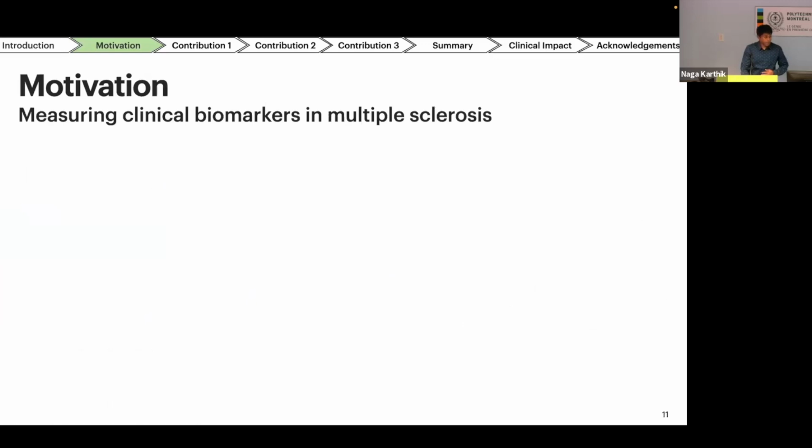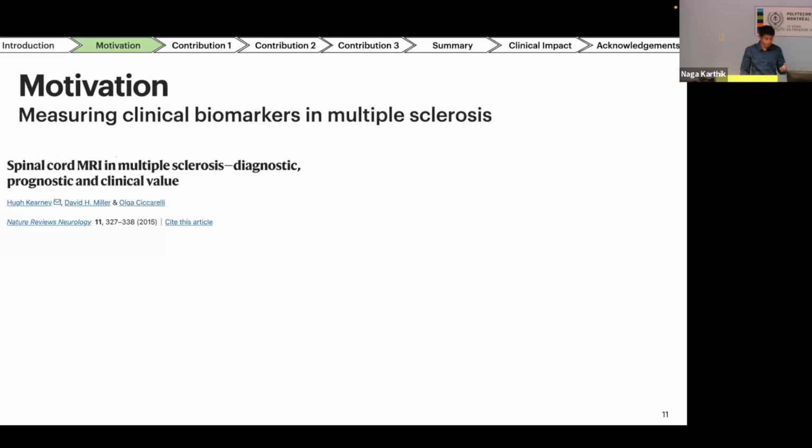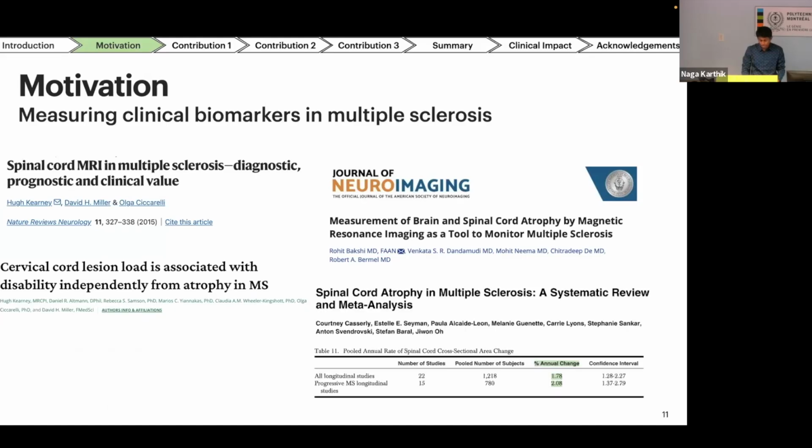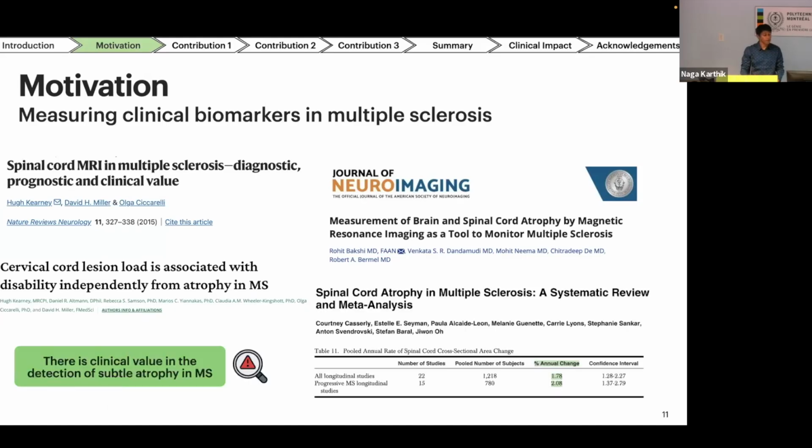Another example, of a chronic disease, is multiple sclerosis, where spinal cord MRI can help, and it does have diagnostic and prognostic value. Specifically, spinal cord atrophy, which is the loss of spinal cord substance, is used as a tool to monitor the progression of MS as a disease. And so there's clinical value in the detection of subtle atrophy in MS patients.